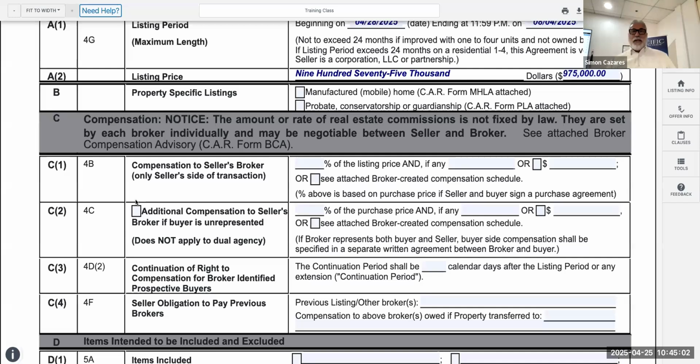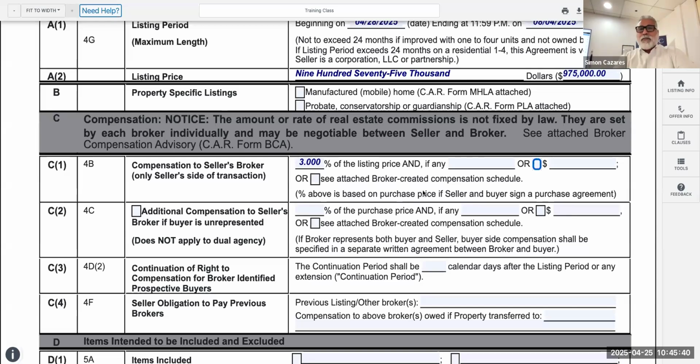Make sense? Okay. So here is where you're going to put what you want to charge the seller. That's where you're going to put 3%, or if you're going to charge a flat fee, then you can put a flat fee right here. So this is securing your compensation, right? Mr. Mrs. Seller, in order for me to help sell your property and get you top dollar, my compensation for doing this is going to be 3% of the sales price. Okay. Any questions?